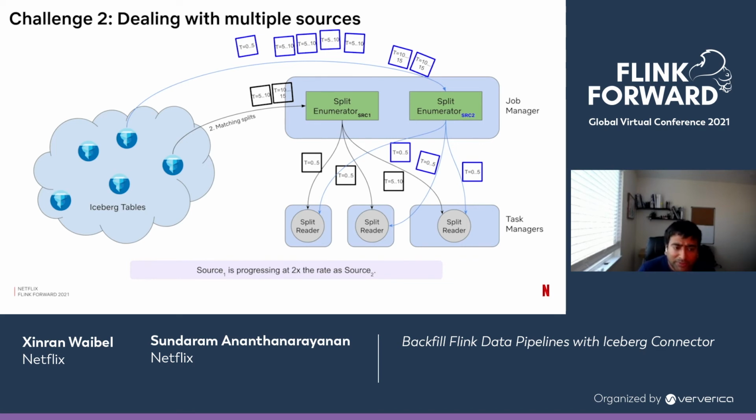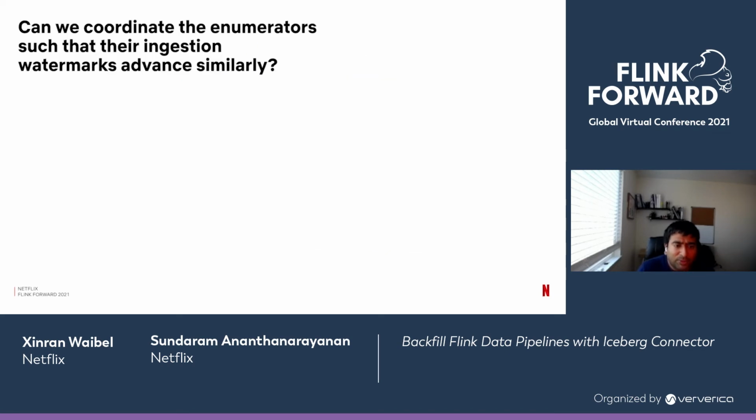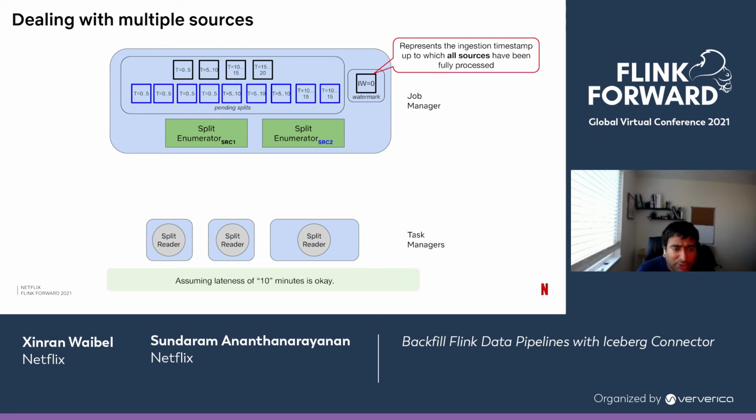So the question is, how can we solve this problem, as this is an important problem that needs to be resolved as well. One idea we can potentially explore is coordinating between the enumerators so that their ingestion watermarks advance similarly. Let's consider this idea. So one change we need to make to the previous approach of ingestion watermark is that we need to make this state global instead of it being local to every source enumerator. So what this would mean is that all the source enumerators will now have to coordinate with this global ingestion watermark tracker before they can assign new splits. Like in the previous example, let's assume that this application can tolerate a lateness of 10 minutes for both the sources.